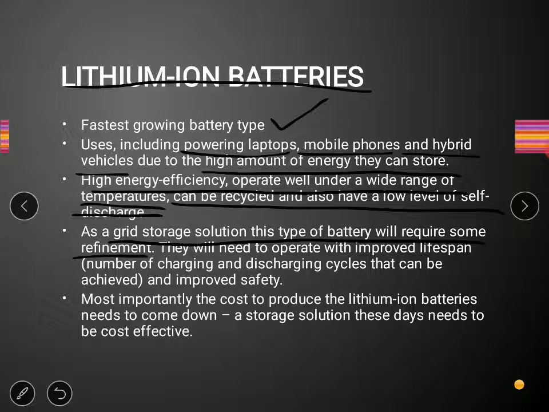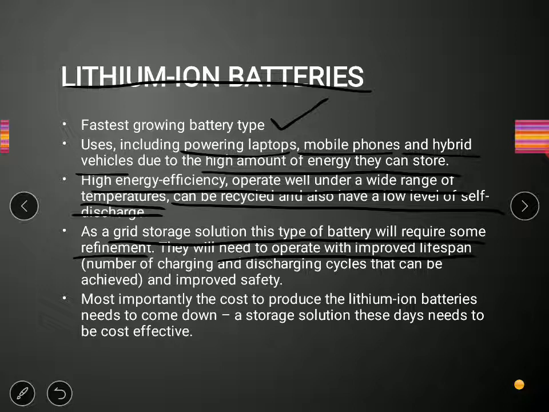So we need to redesign it, need to change a few things there, and that will need to operate with improved lifespan. These lithium ion batteries have a definite lifespan. That means you can recharge them for, let's say, 1000 or 2000 times, but not beyond that. But if you are considering it in a power grid system, the lifespan has to be much more. So that means the research still needs to be continued to look into it.